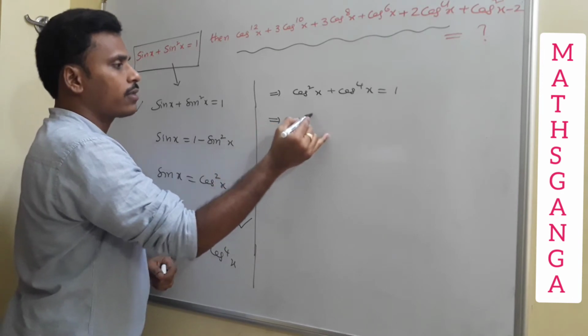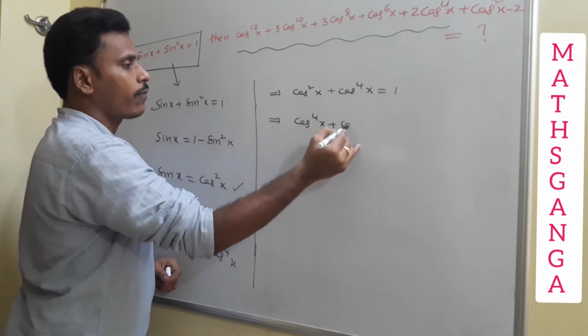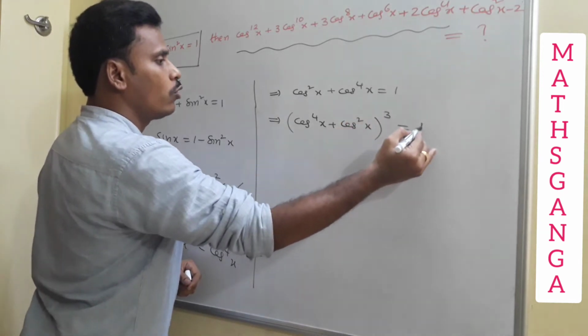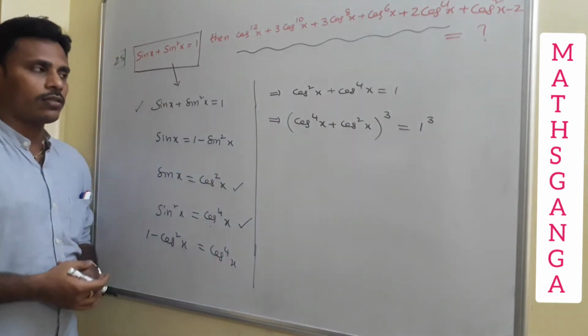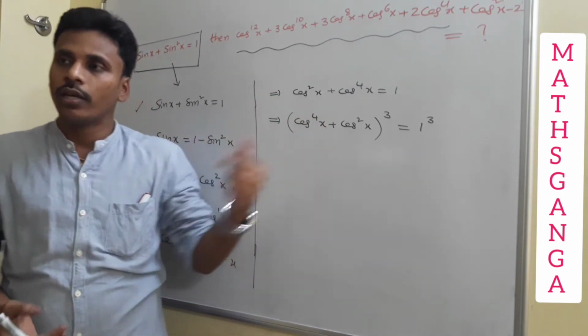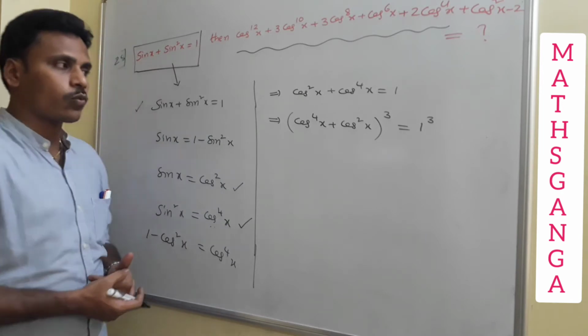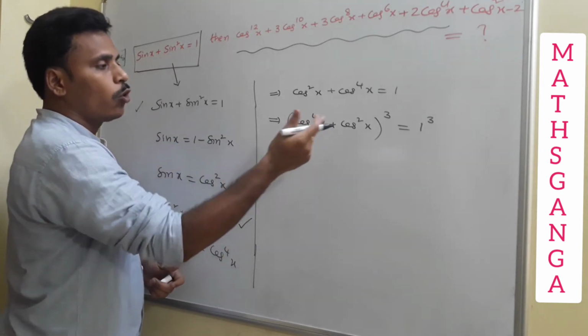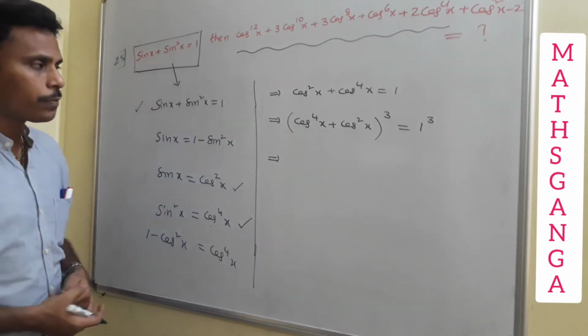See, that implies (cos⁴x + cos²x)³ = 1³. Have a look at this. I have cos⁴x + cos²x = 1. Just cube on both sides. You get (cos⁴x + cos²x)³ = 1³. And then use the (a + b)³ formula. What is (a + b)³?